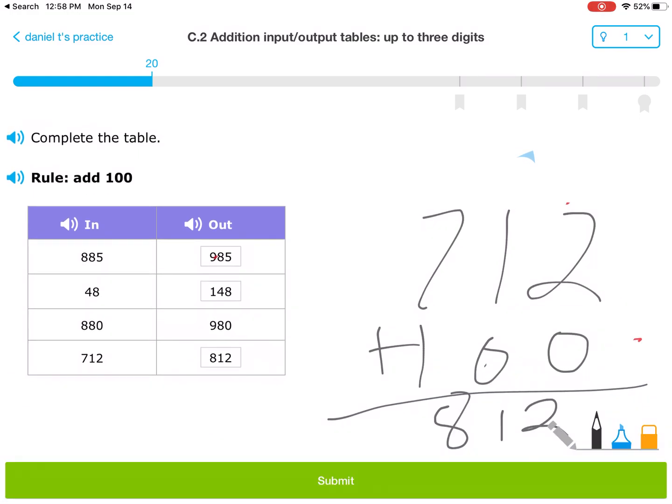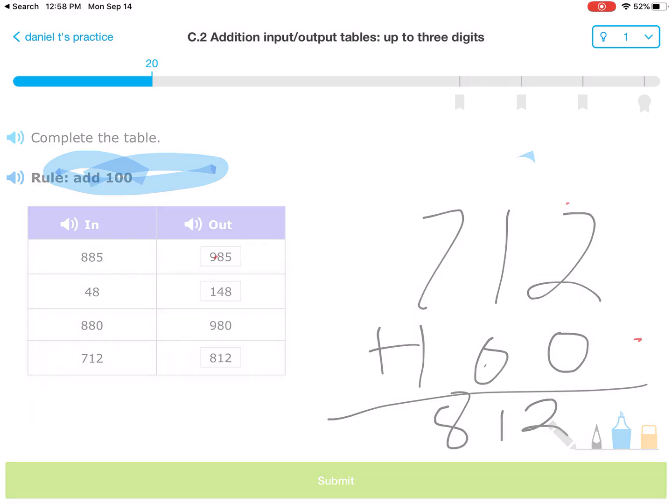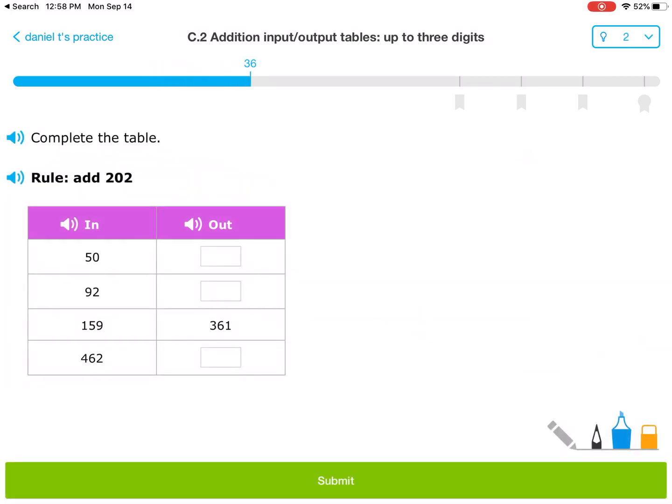So far they're having us add 100 every single time. But make sure you look at this, because eventually they're going to change the rule and they're going to try to trick you. So make sure you're looking at the rule each time, and it would actually be helpful to hit the speaker. Rule, add 100. Let's try that again. Rule, add 100. So make sure you check the rule every time, because eventually they are going to change it. Good luck.